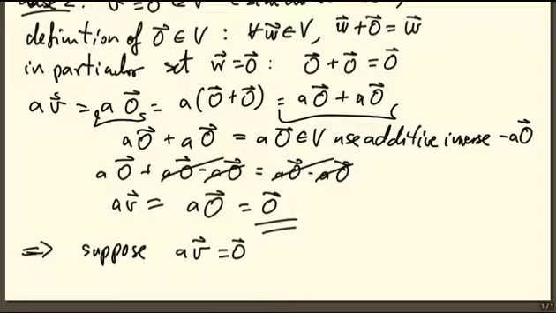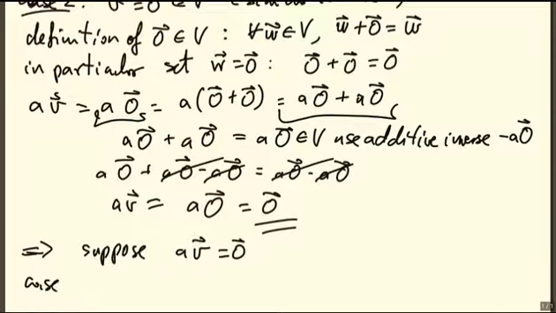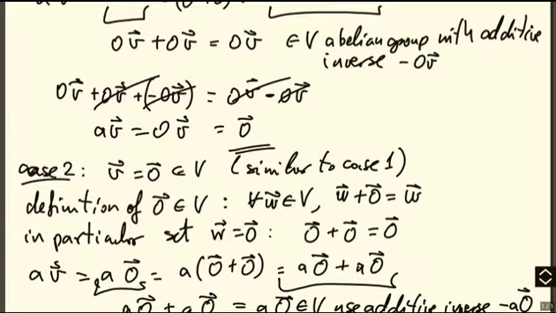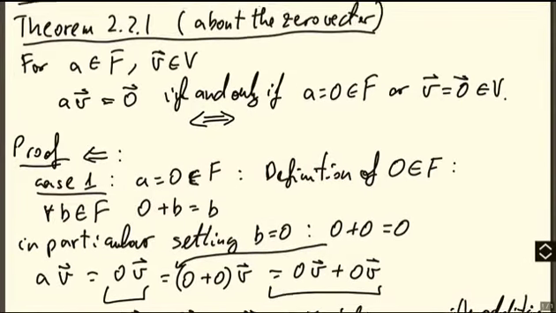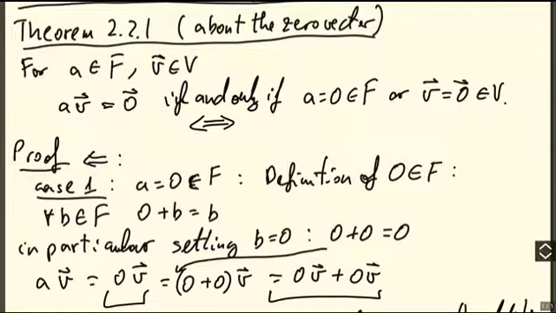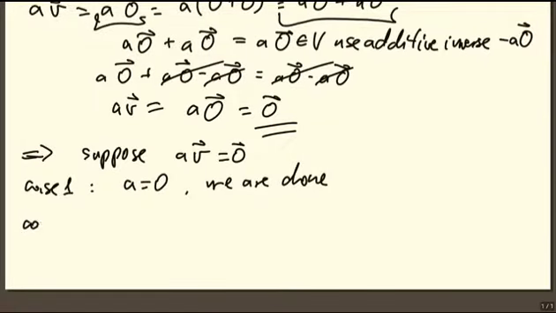Again, we split this into two cases. If A is 0, then we are done, since this is one part of the right-hand side of this if and only if statement. Case 2, if A is not equal to 0, A is a scalar.